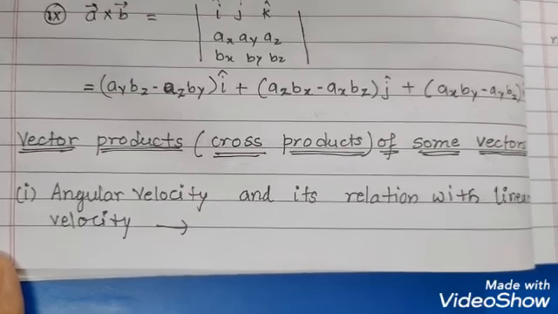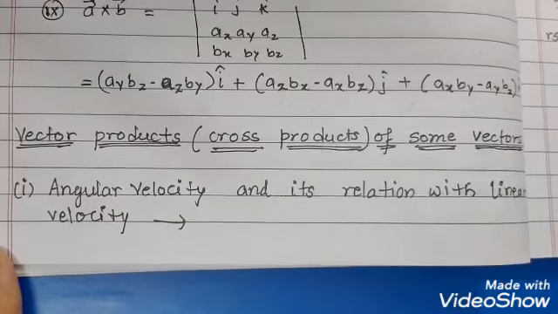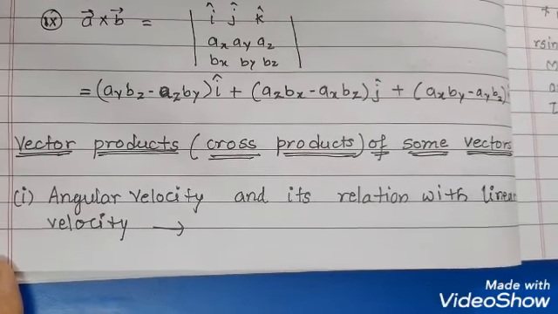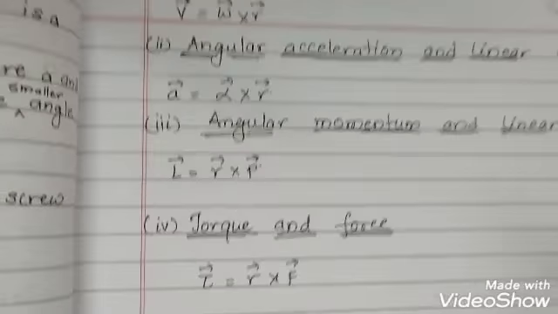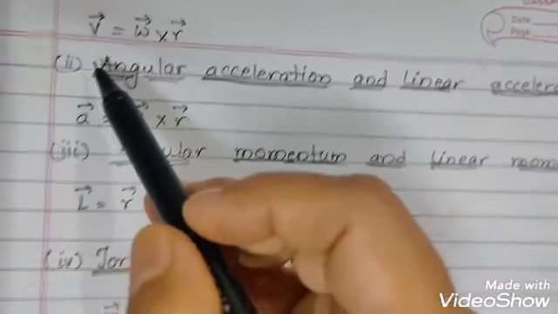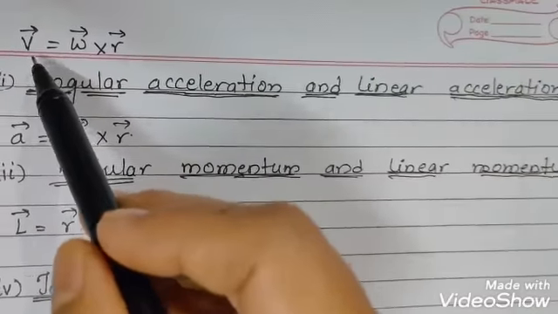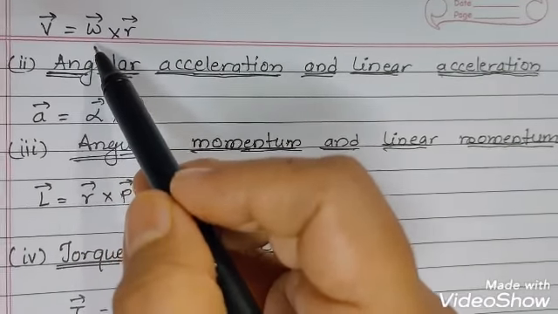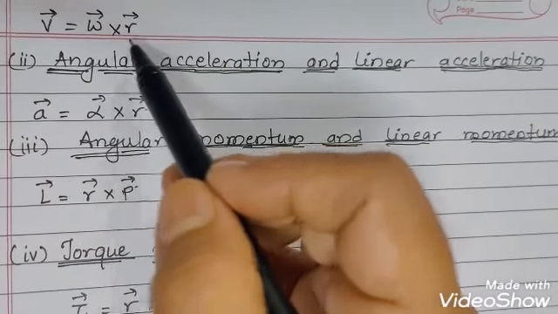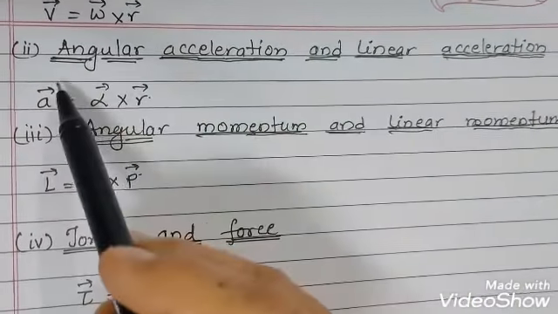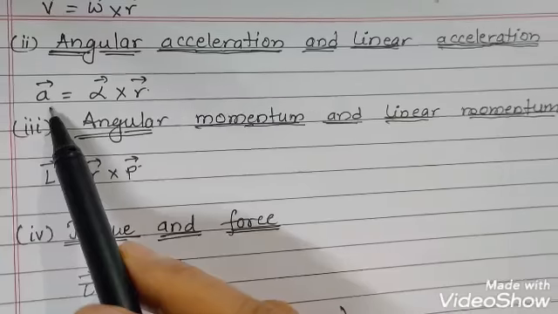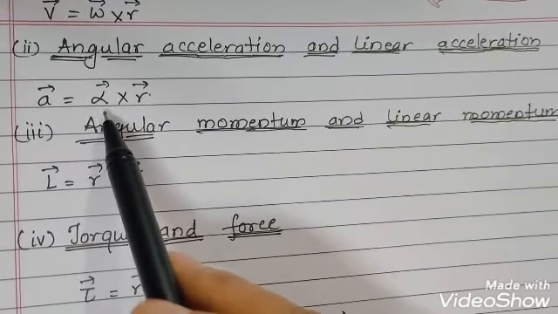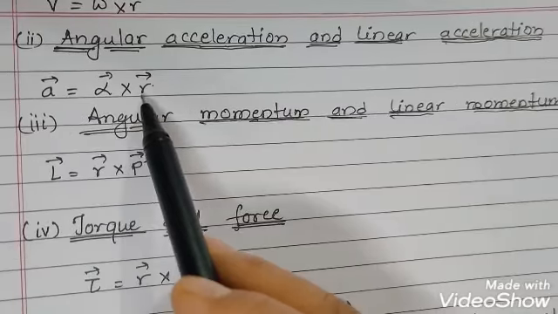Already we have derived the formula for the relation between the angular velocity and the linear velocity in the chapter motion in a plane. There we have written it in the form of magnitude only. Here you will see the vector form: the linear velocity is equal to the cross product of the angular velocity and the radius. Next we'll see the angular acceleration and the linear acceleration, that is, the linear acceleration is equal to the cross product of the angular acceleration and the radius of the path.